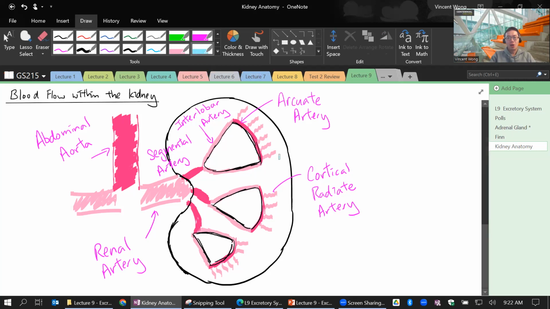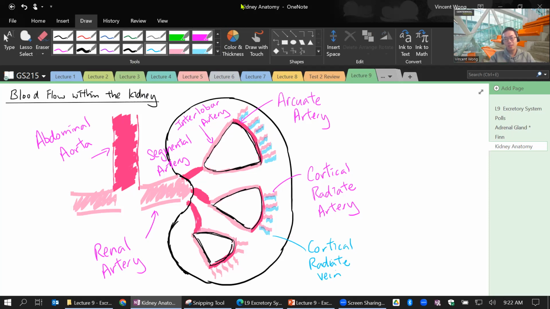Okay. So when it does come back out, and you don't have to draw this next part if it makes your diagram too messy, okay? You can just watch me do it. When it does come back out, you will have these ones that are adjacent to it, right next to it, right? So those would be the cortical radiate vein, right?